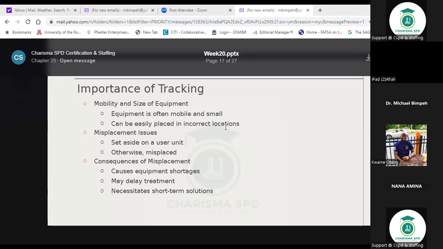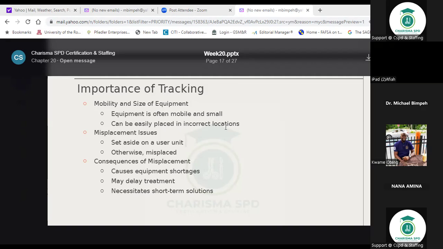Tracking is very, very important. Mobility and size of equipment. You should be able to track where the instruments are at any time. Whenever there is a good tracking system, let's say hypothermia machine number 4, when we clean or disinfect them and want to send them out, you can scan it to a particular department to know that this one is going to this department, or this IV pump is going to this department. So tracking is very important.